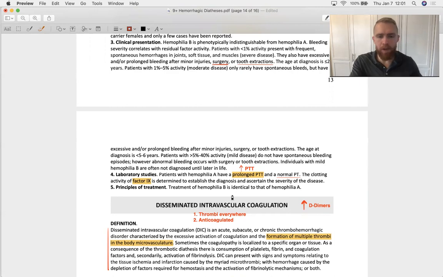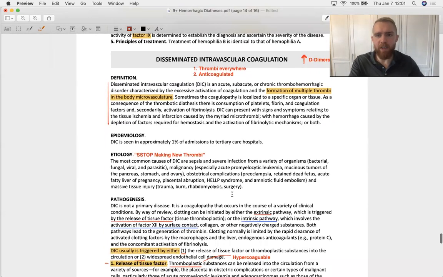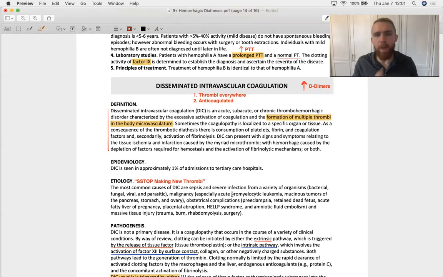Bleeding time in hemophilia, normal. Okay. So now we get to DIC. We've talked about platelet problems. We've talked about factor problems. DIC is a little bit of both. In fact, it's like you have 2 diseases at one time.